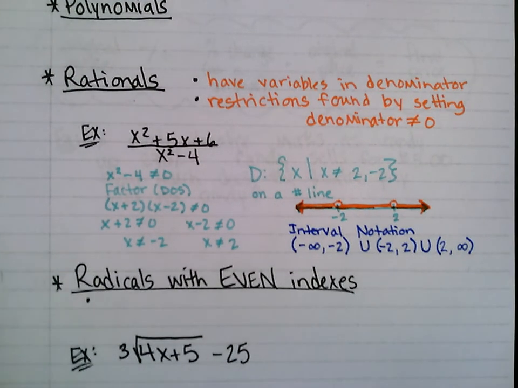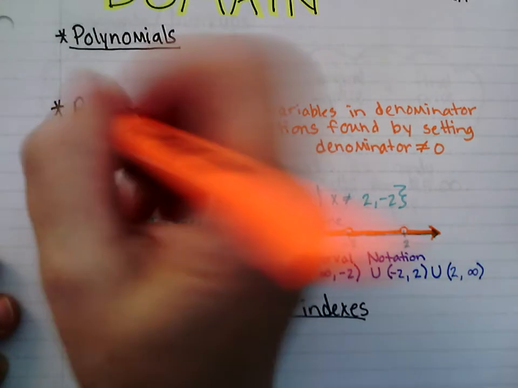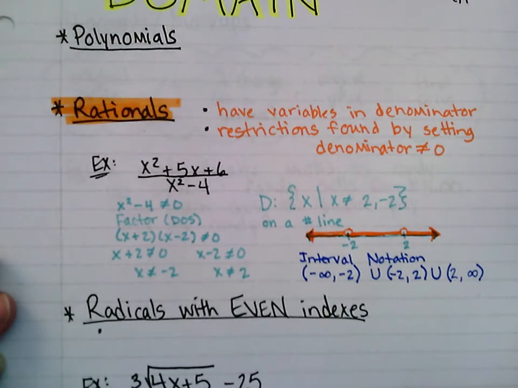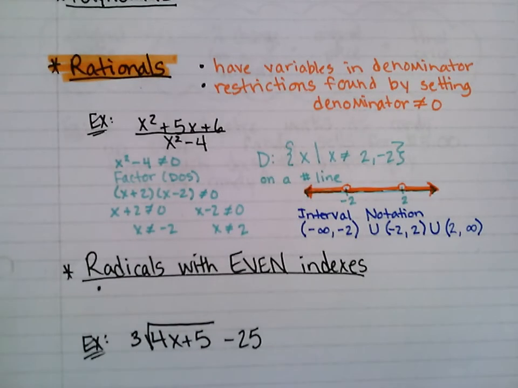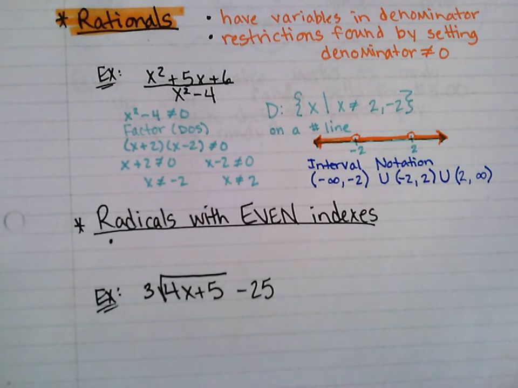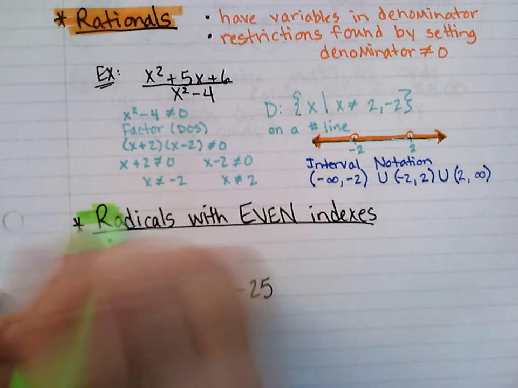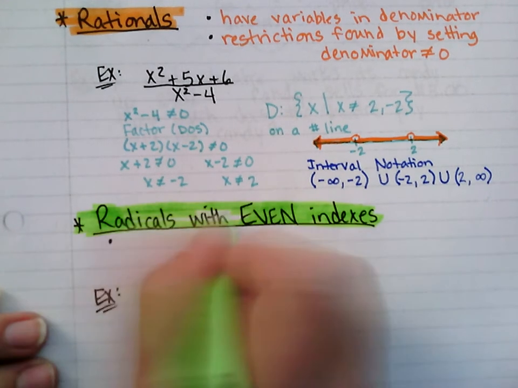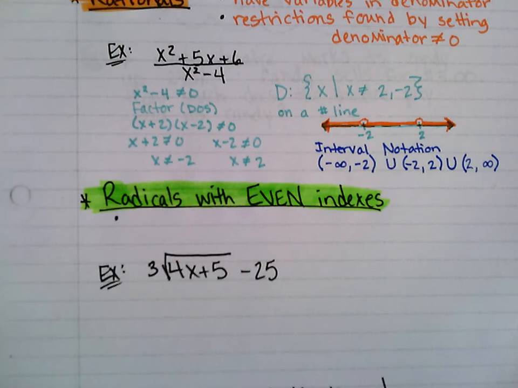What's another domain restriction? Let's see. We have rationals, which have variables in the denominator. We have radicals with even indexes. So an even index is like 2, 4, 6, 8. If there's an odd index, you're not going to have any domain restrictions. Mostly, honestly, you're going to deal with square roots almost exclusively, but it also applies to 4th roots and 6th roots.